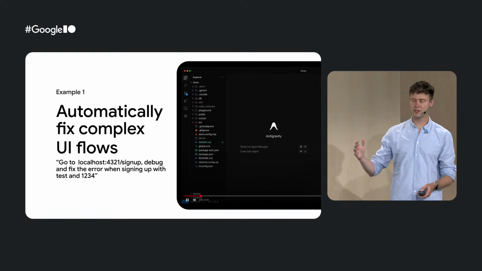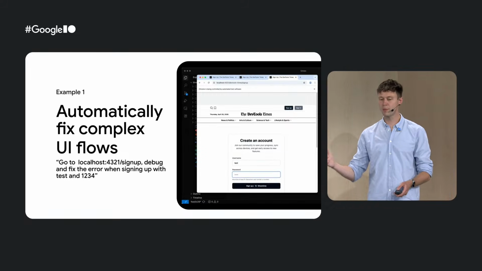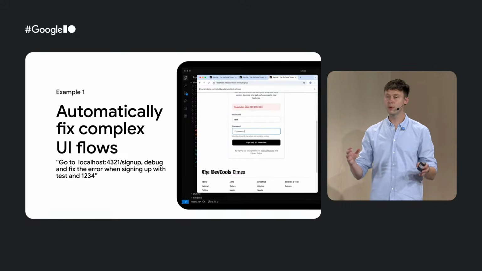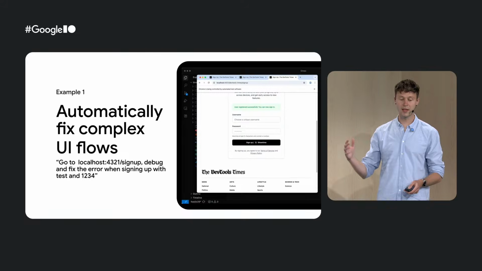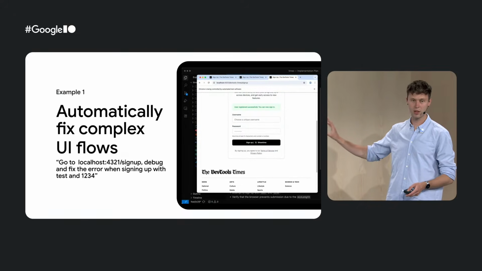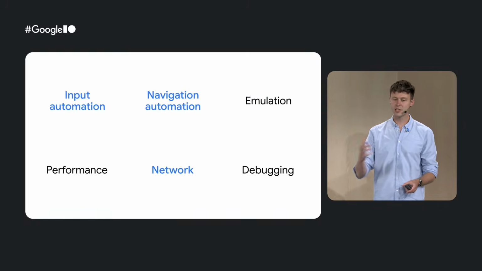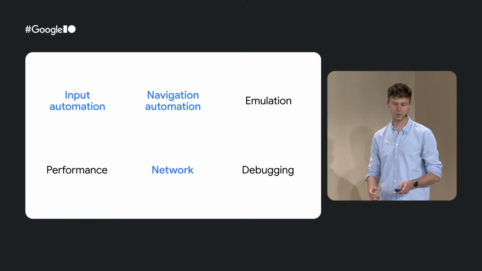The first example is the one you've already seen, with a prompt like: go to localhost, debug and fix the error when signing up with test, and 1, 2, 3, 4. We had the coding agent navigate to the page, fill in the form, and then fix the underlying error and validate its own fix, all in a real Chrome instance running on my machine. This example combines input automation, network, and navigation automation.